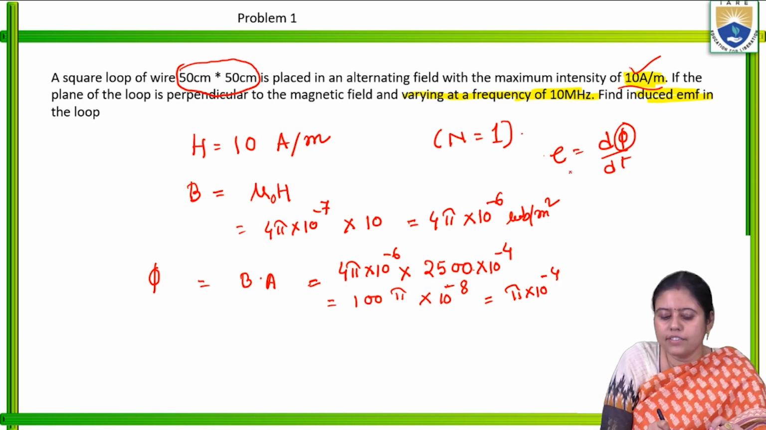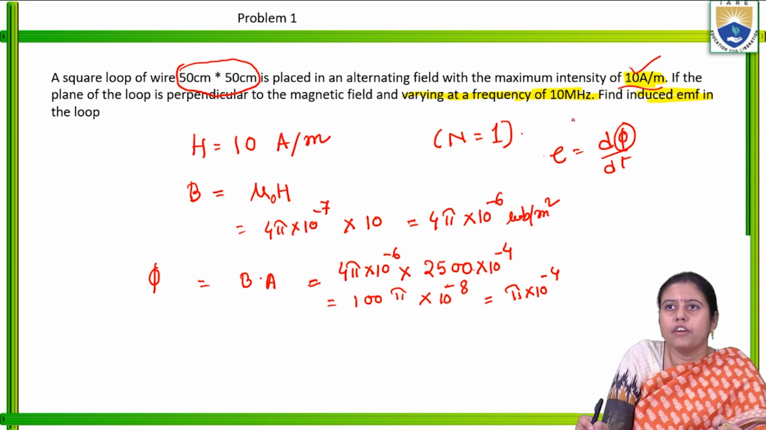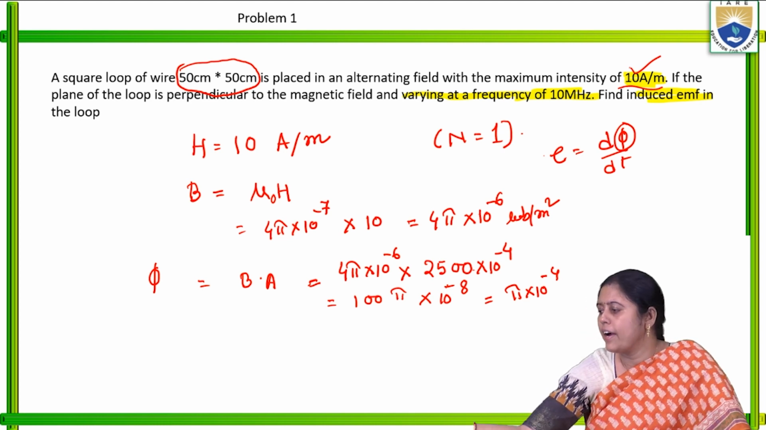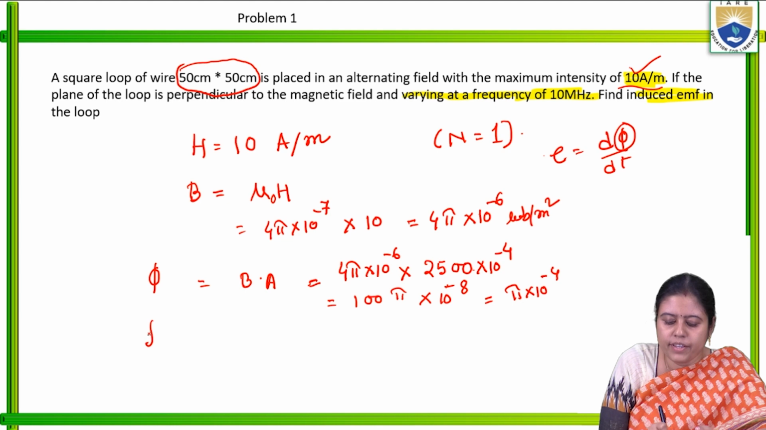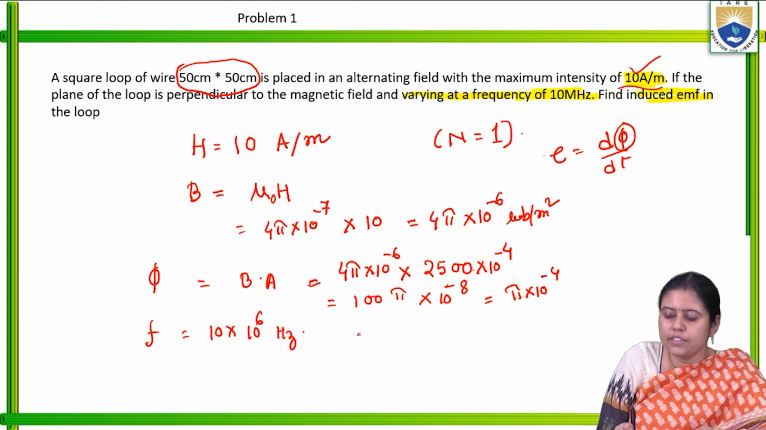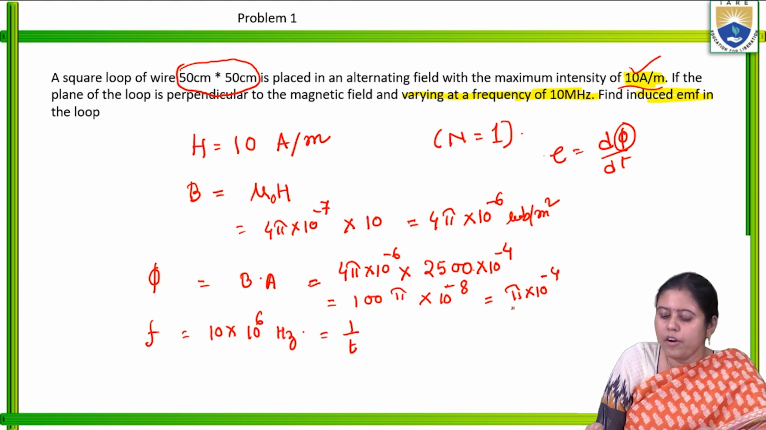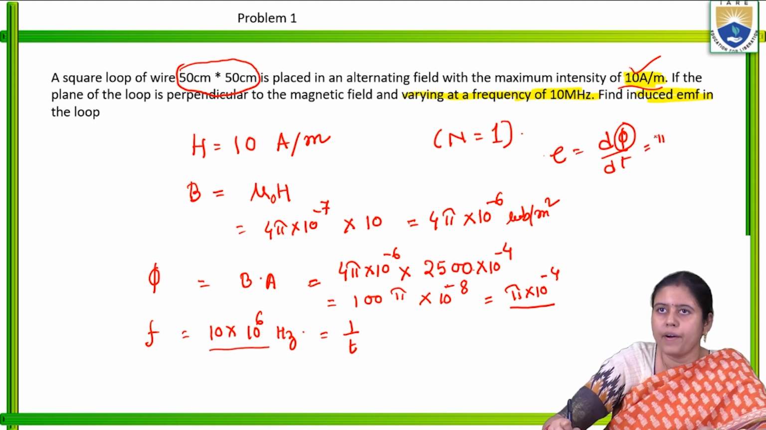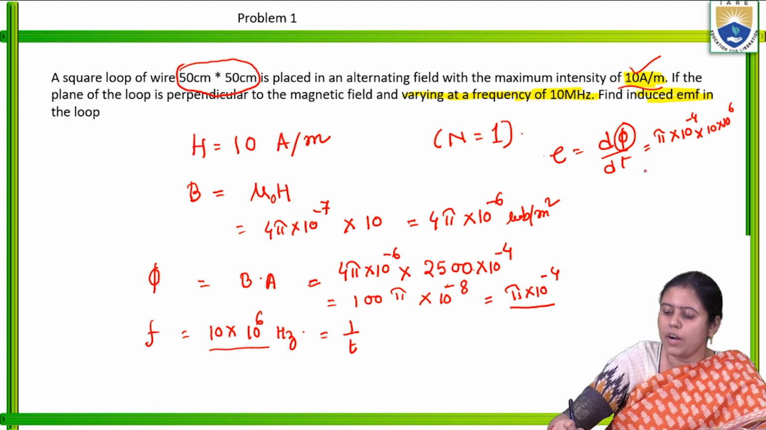Now what is the frequency? What is given? It is varying with a frequency of 10 megahertz. So 10 megahertz frequency means we have to calculate 1 by T. So frequency is equal to 1 by T. Now we know the value of phi, we know the frequency. So this value is pi into 10 to the power minus 4 into 1 by T, which is 10 into 10 to the power 6. So what is the value?